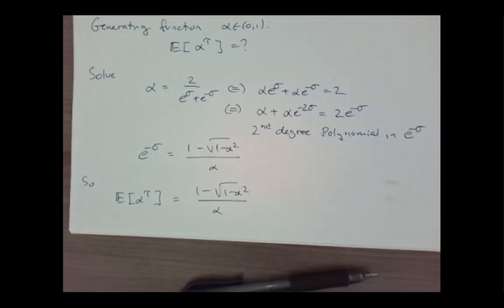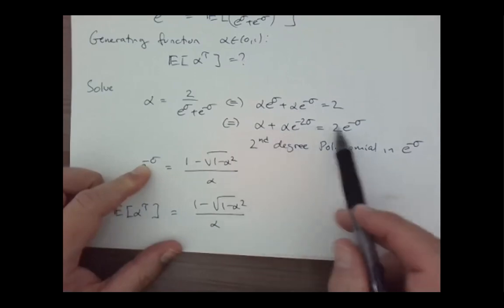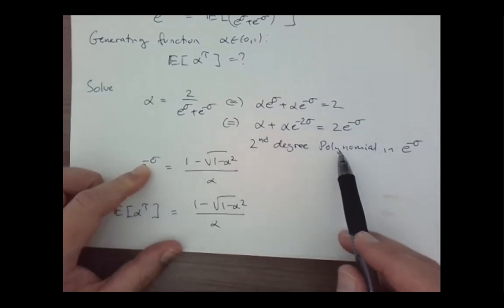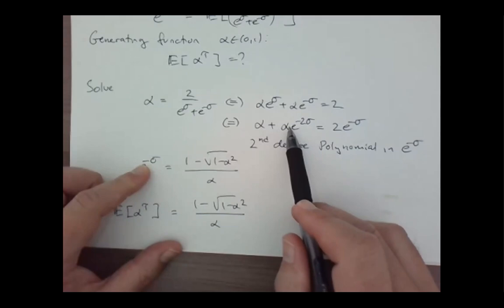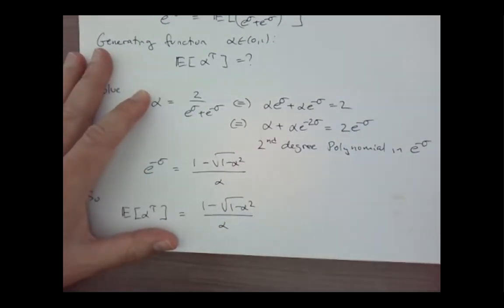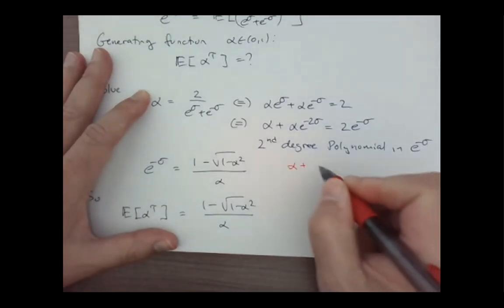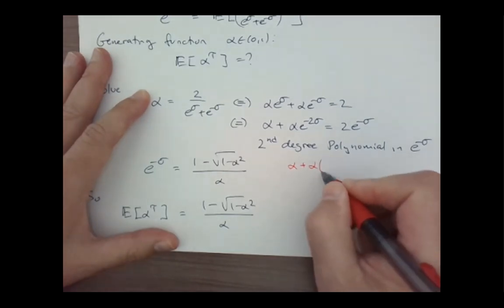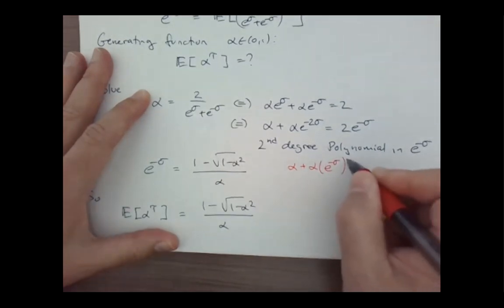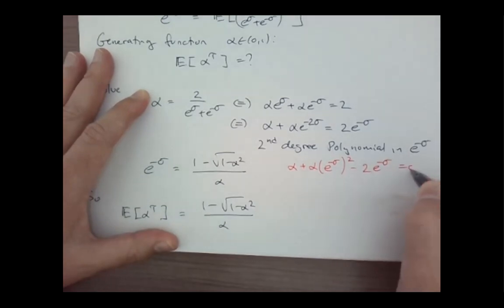Why the alpha tau equals e minus sigma? You have a second degree polynomial. You have alpha, that's your constant, and then you have alpha times e to the minus sigma squared minus 2 e to the minus sigma. This is equal to 0.